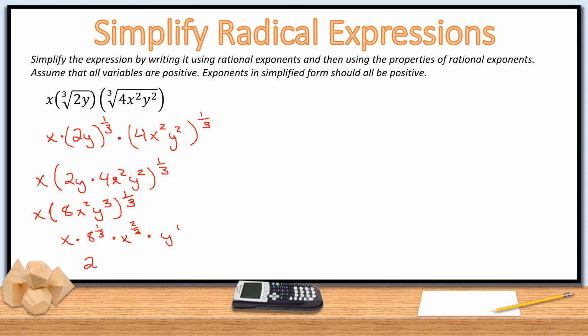X and x to the power of 2/3 can be added together. So what's the exponent here? It's 1. Think of it in terms of thirds. 1 is equal to 3/3. So I can do 3/3 plus 2/3, which is 5/3. So x to the power of 5/3. And then we've got a y at the end.